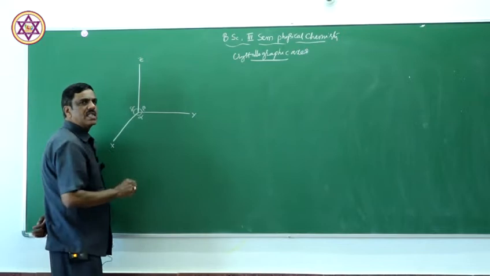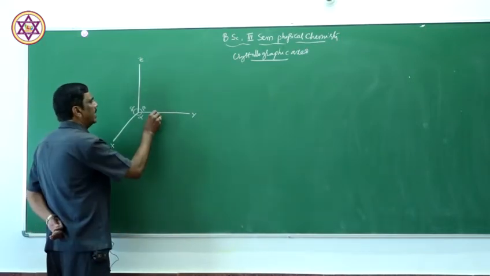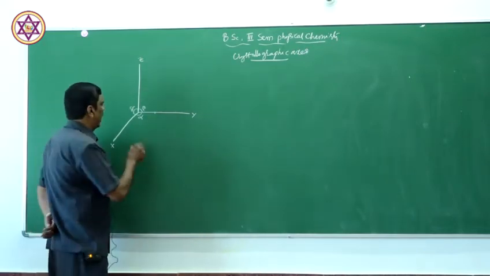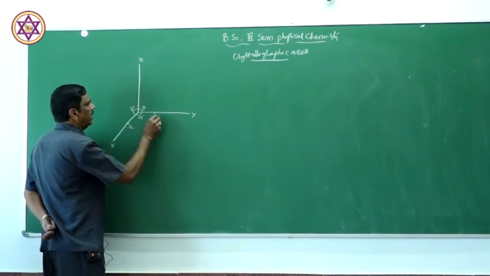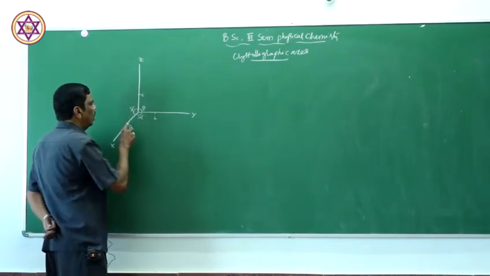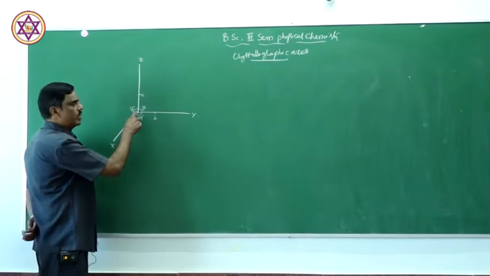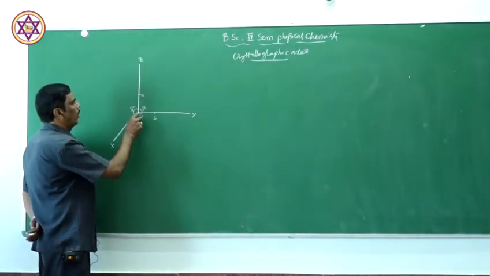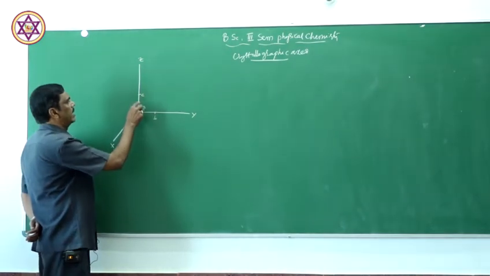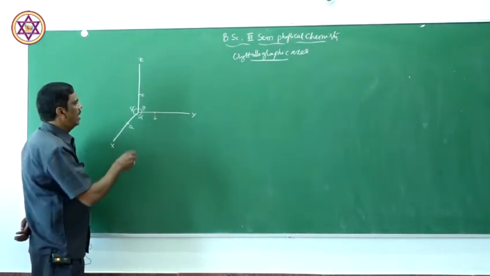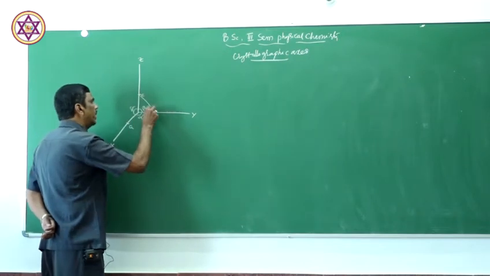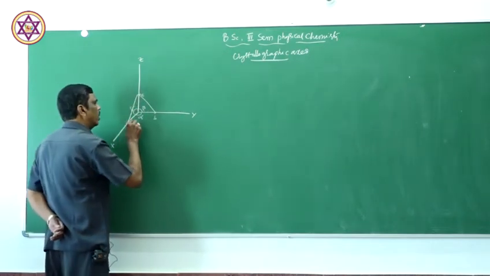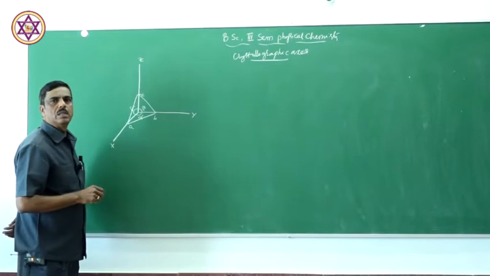Now, suppose the crystal edge length is unit length, let us call these A, B and C, the unit edge of the crystal. In the x direction it is A, in the y direction B and in the z direction C. This is the unit edge of the crystal.